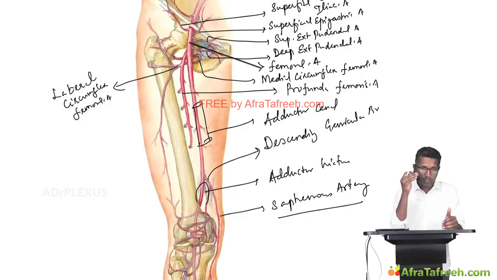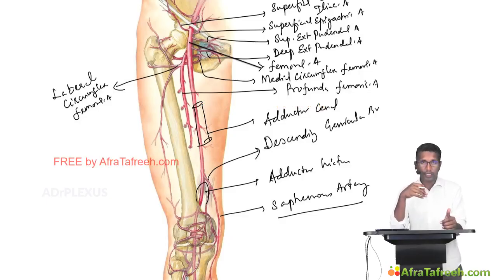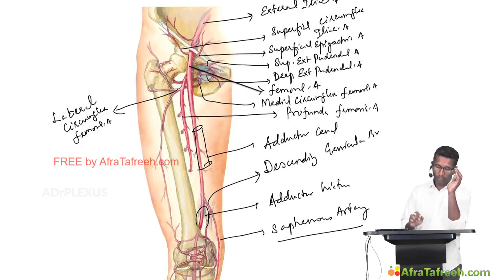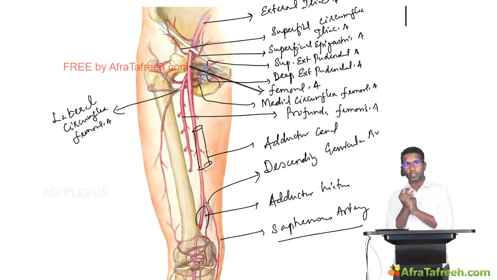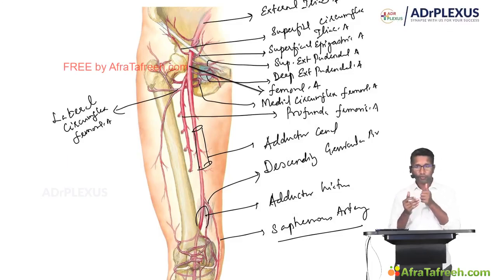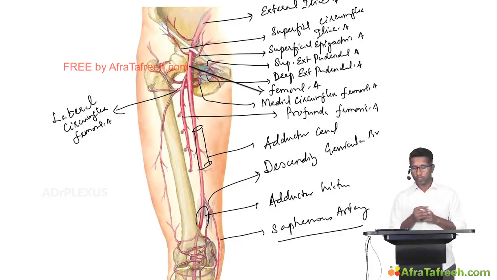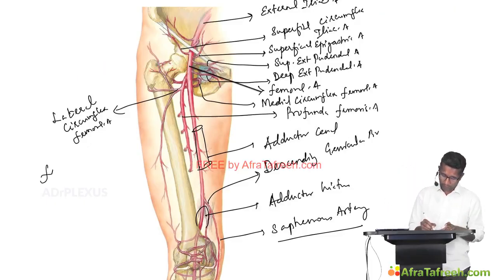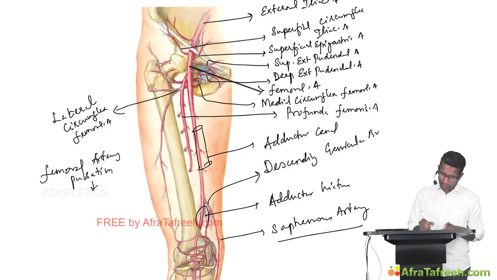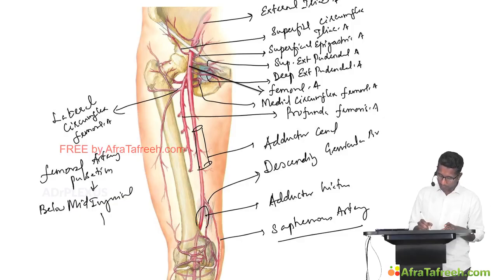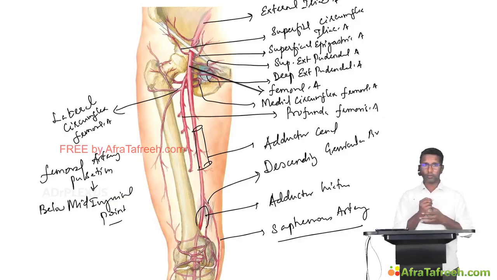It crosses from the inguinal region down to the adductor hiatus. It has so many branches. Now where will you feel for the femoral artery pulsation in the inguinal region? You feel for the femoral artery pulsation at the mid inguinal point, just below half a centimeter below the mid inguinal point.